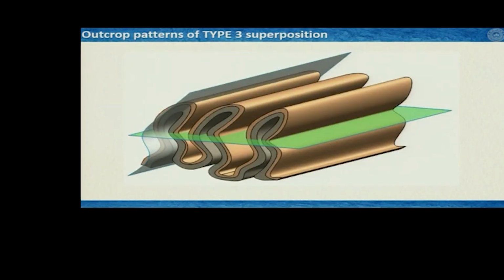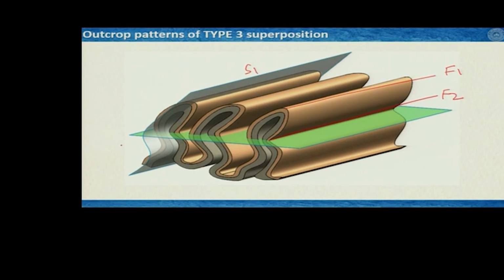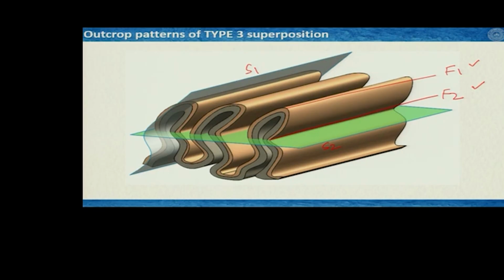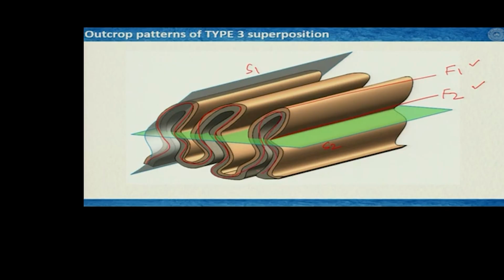So, what we see here again, as we have learnt in the previous slides, is that this is your F1, this is your F2, this is your S1 and the green one is your S2. S1 is curved, that is why it is non-planar, but it is cylindrical because neither F1 nor F2 are curved. They are straight. Now, you can clearly see in this section this hook shape.